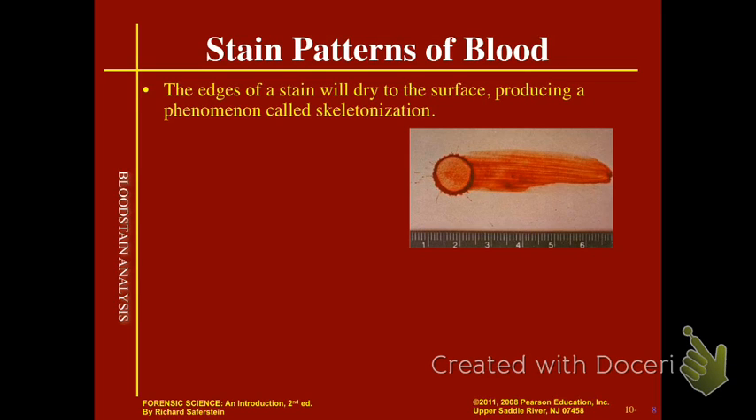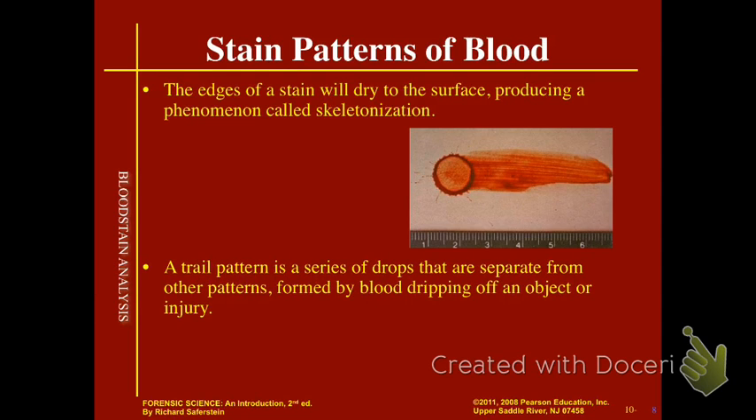The edges of a bloodstain will dry to the surface. There's a pattern there called skeletonization. This one was attempted to be wiped away. Didn't fully work. And then a trail pattern is a series of drops, just like it sounds. We're trailing blood. A trail pattern is a series of drops that are separate from other patterns, and they're formed by blood dripping off an object or injury. So that's usually dripping off of the weapon that's used.